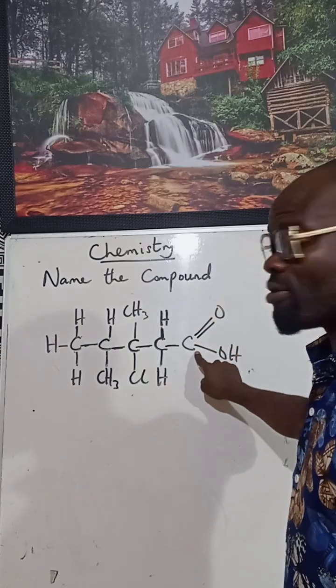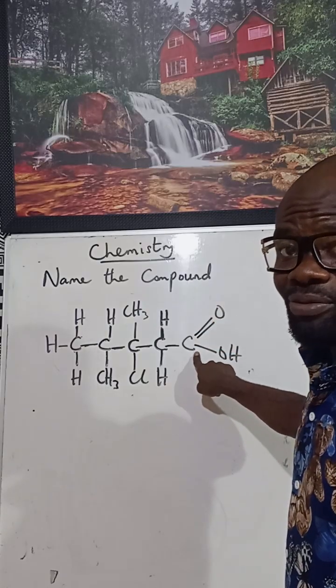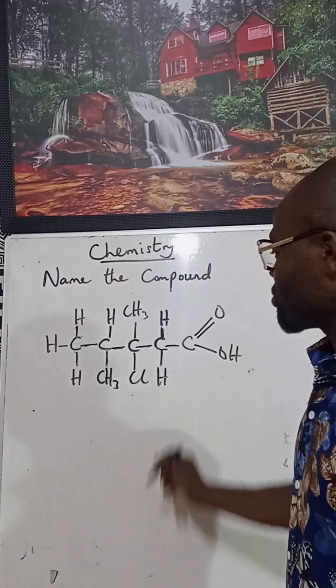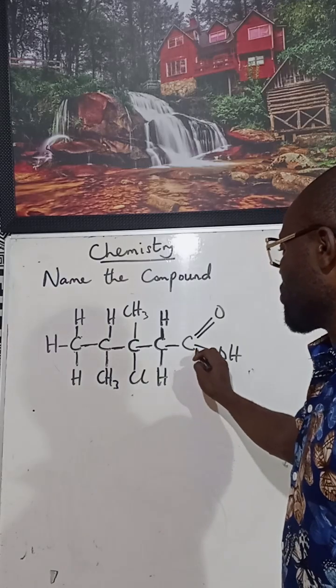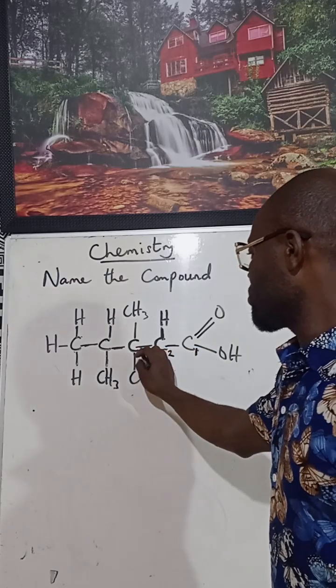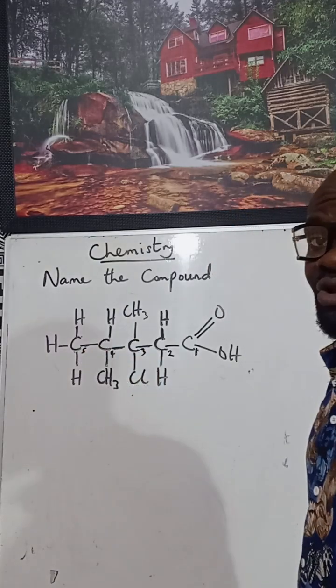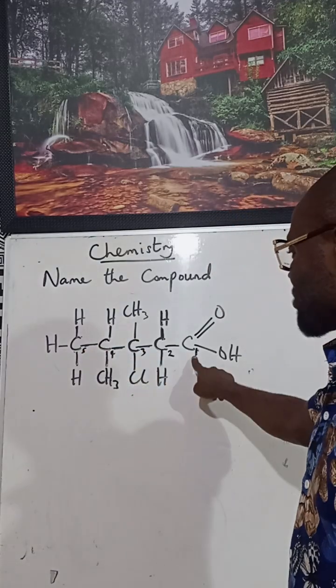COOH. This is the carbon atom. So we start with that carbon atom. That's 1. We name it as carbon number 1. So we now go 1, 2, 3, 4, and 5. You can see now. So we start from that carbon atom. That's carbon number 1.